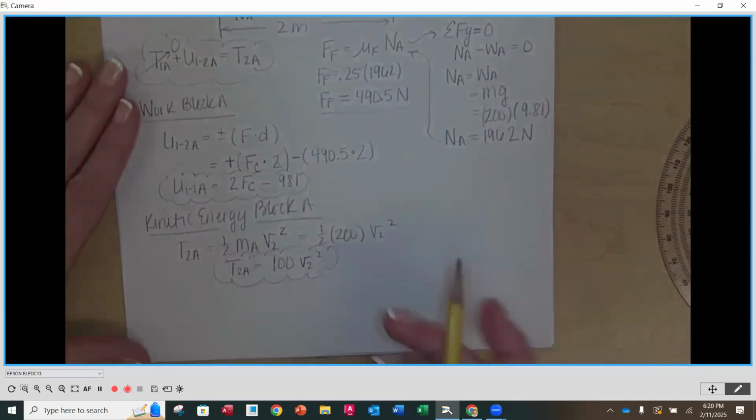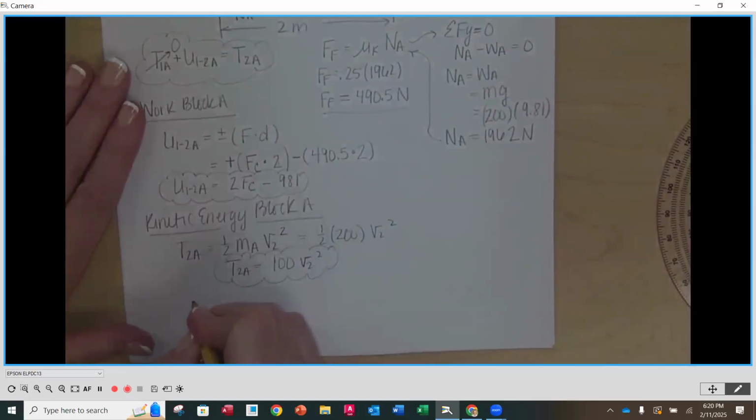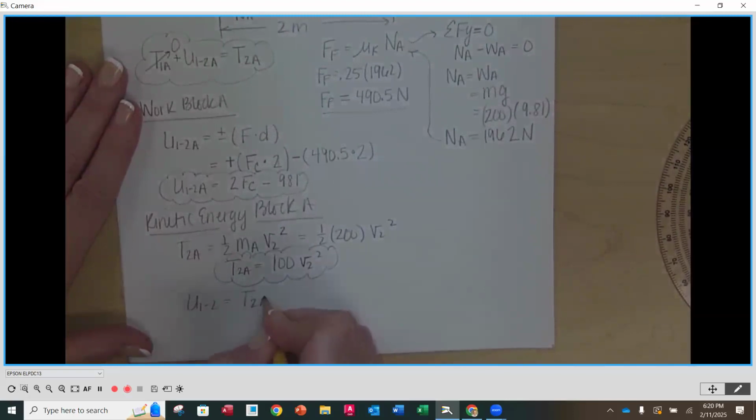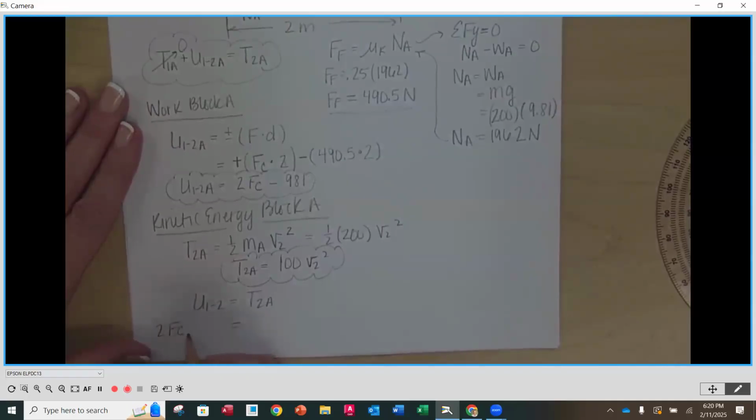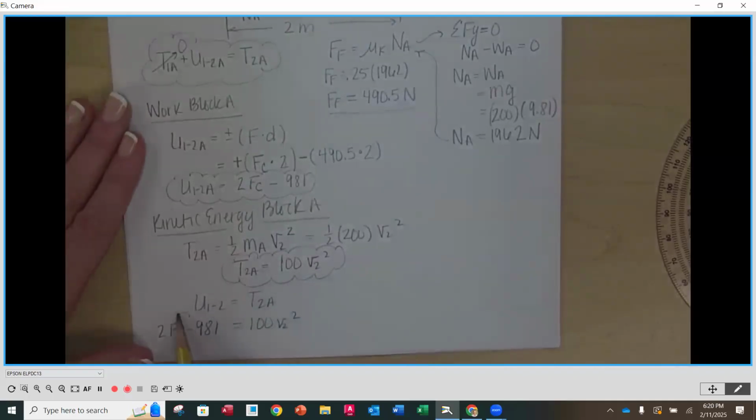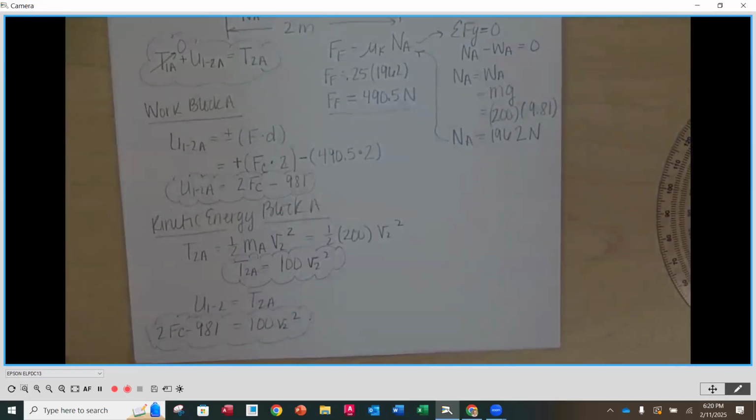So if we look in terms of work energy theorem, we can say that the work 1 to 2 is going to be equal to T2A, which is 2FC minus 981 is equal to 100 V2 squared. So we've got two unknowns here, right? So we can't really solve it. So we've got to look at block B.